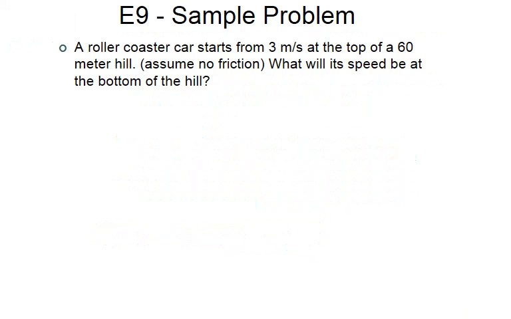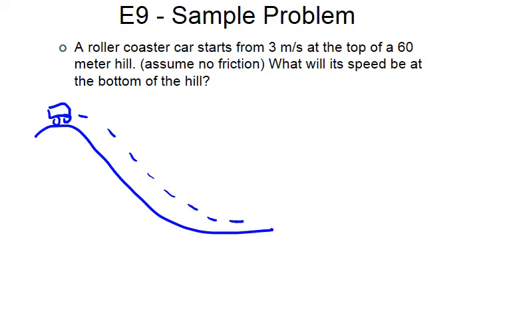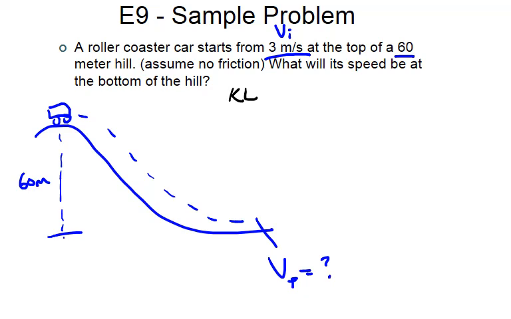So we're going to try this one here with a roller coaster car that is starting at the top of a hill and then going down. The initial speed is 3 meters per second. It's a 60-meter tall hill, so 60 meters here, and v initial is 3 meters per second. What we want to find out is the final speed. Now, when we set up this equation on your equation sheet, it gives it to you like this: kinetic energy initial, potential energy initial, equals kinetic final plus potential final.